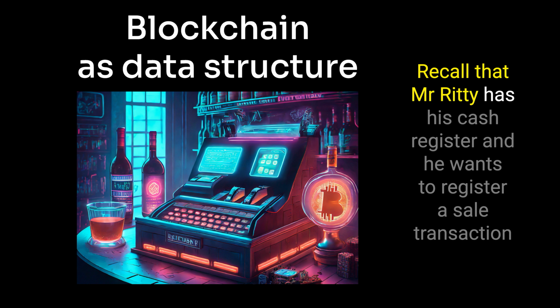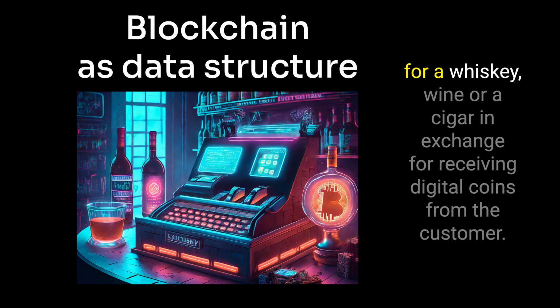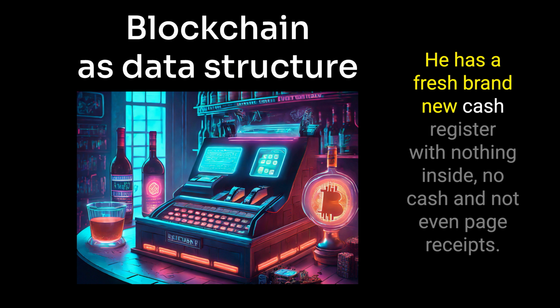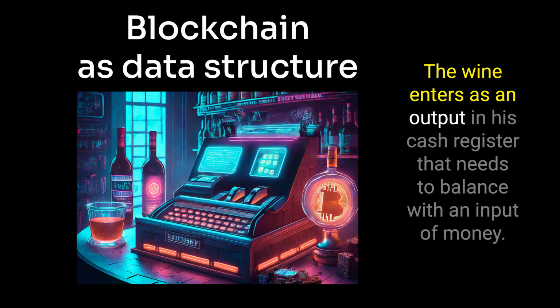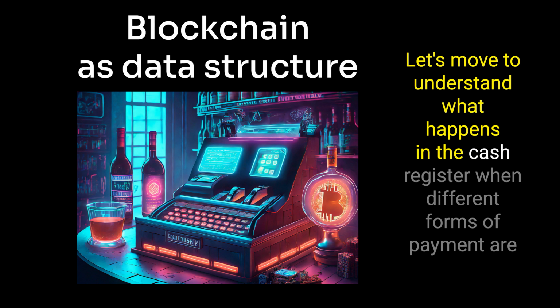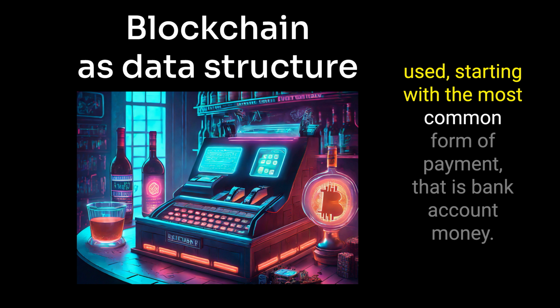Recall that Mr. Riddy has his cash register and he wants to register a sale transaction for a whiskey, wine, or a cigar in exchange for receiving digital coins from the customer. He has a fresh brand new cash register with nothing inside, no cash and not even page receipts. The wine enters as an output in his cash register that needs to balance with an input of money. Let's move to understand what happens in the cash register when different forms of payment are used, starting with the most common form of payment, that is bank account money.